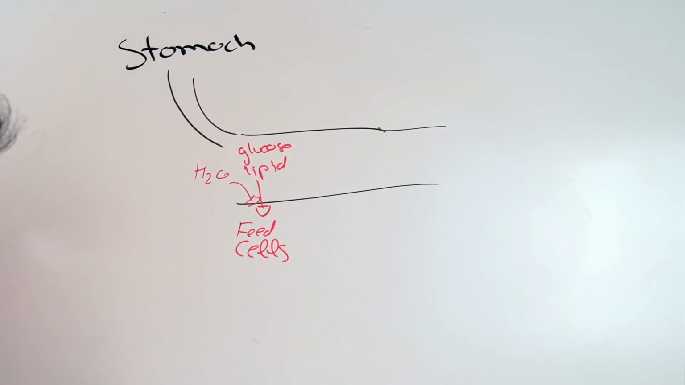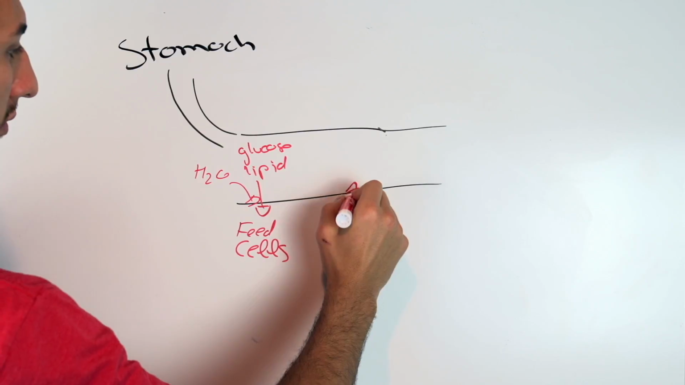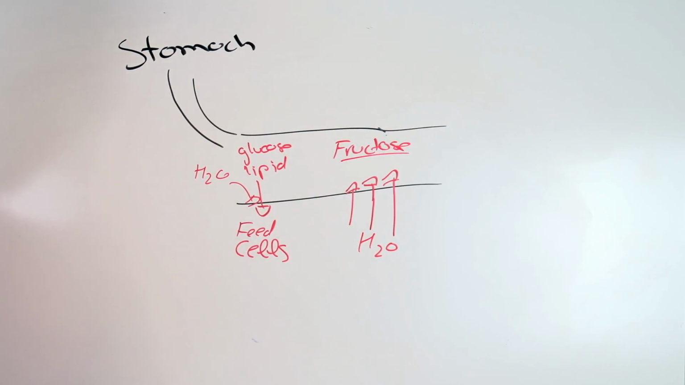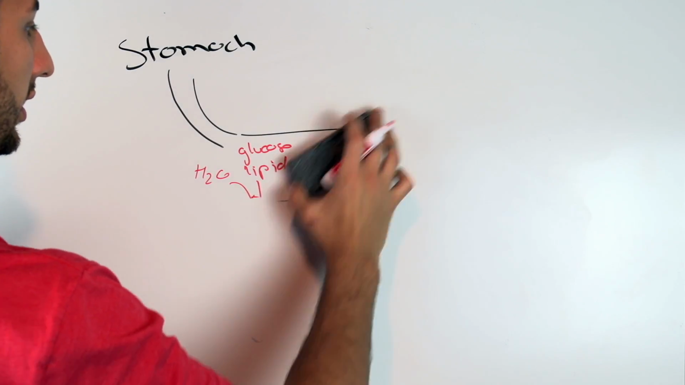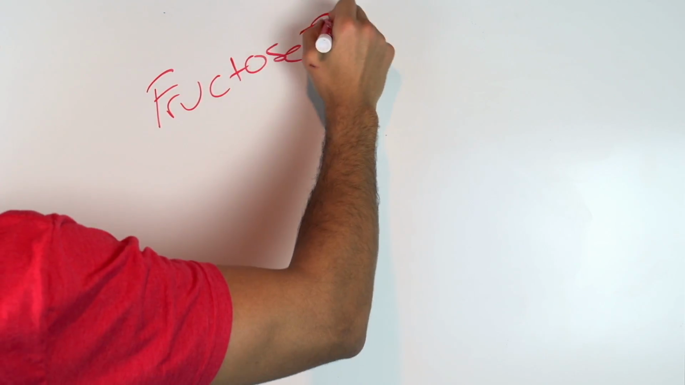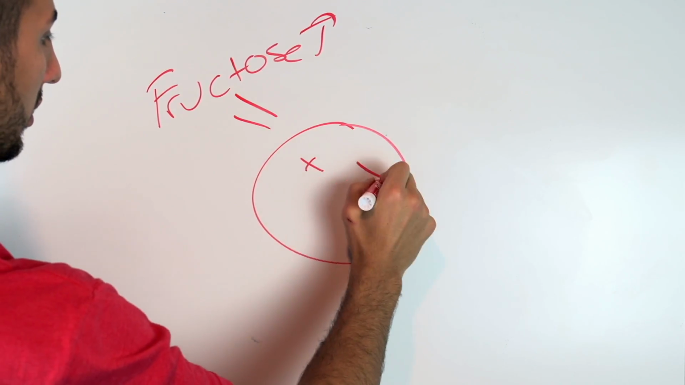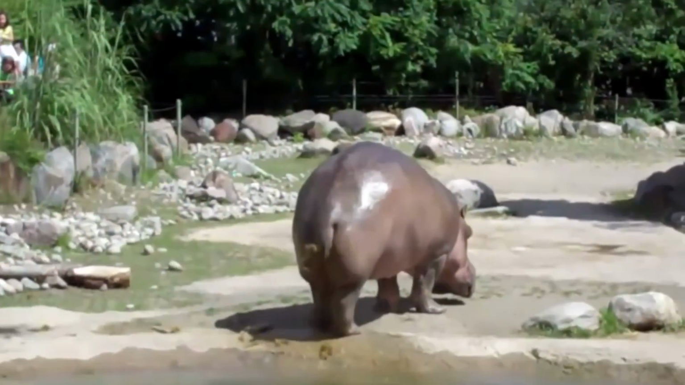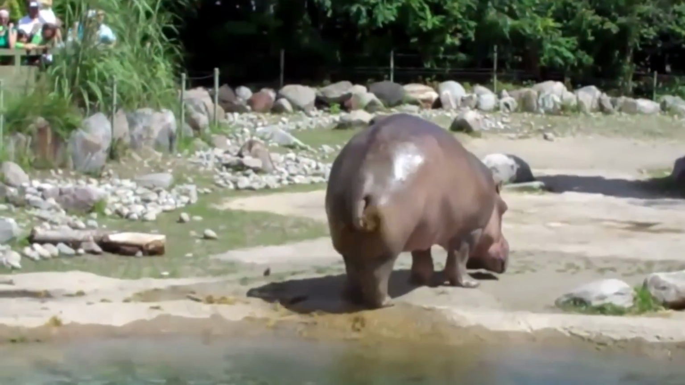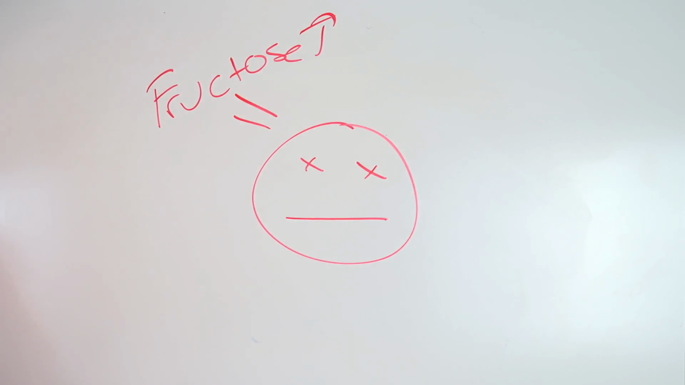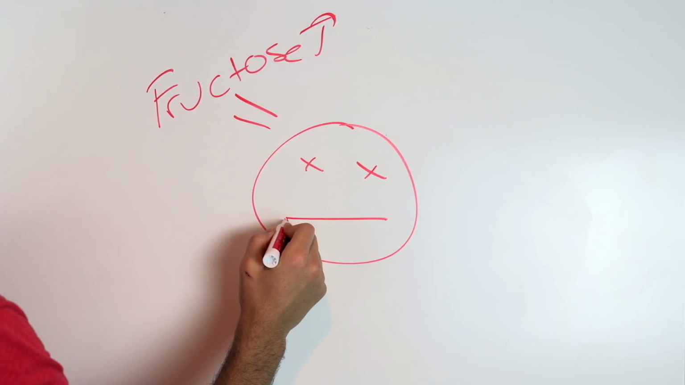And since it's very highly saturated, let's say, or the molecules are very big, they will extract water from the interstitial fluid. That will pull water into your small intestines, which will give you diarrhea. Hence the phrase runner's diarrhea, from the high fructose content. Just basically give you the shits. You will look like this if you're about to run, and you will have this happening to you.